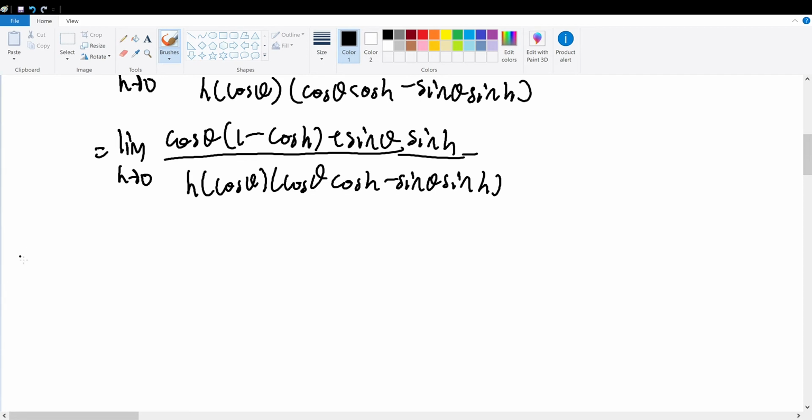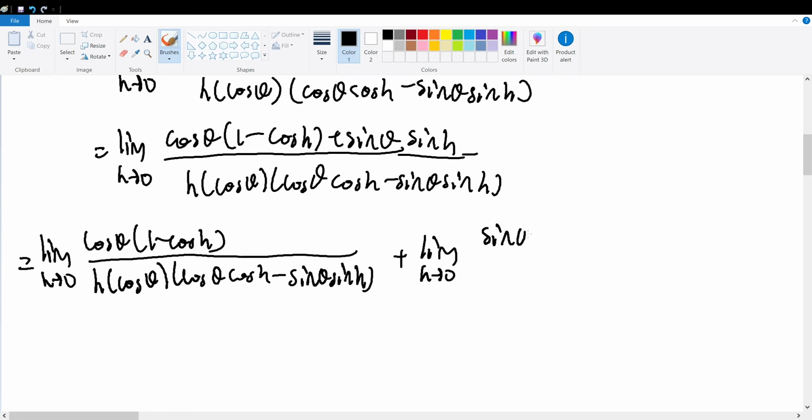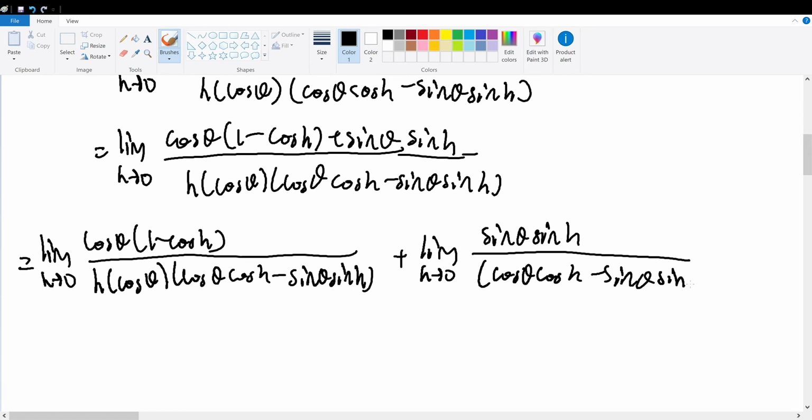sum of two limits, which is equal to the limit, as h goes to 0, of cosine of theta times 1 minus cosine of h divided by our denominator of h times cosine of theta times cosine of theta times cosine of h minus sine of theta times sine of h, plus the limit, as h goes to 0, of sine of theta times sine of h divided by our denominator of cosine of theta times cosine of h minus sine of theta times sine of h.